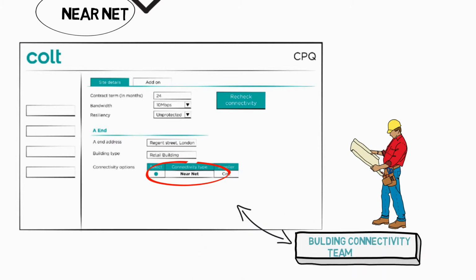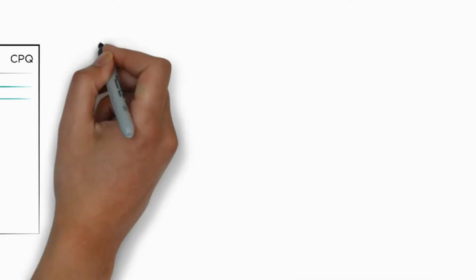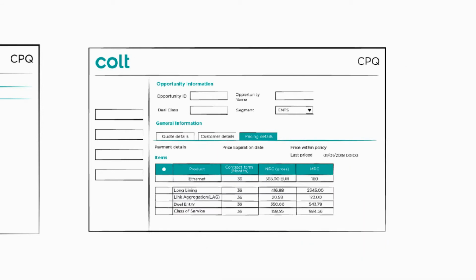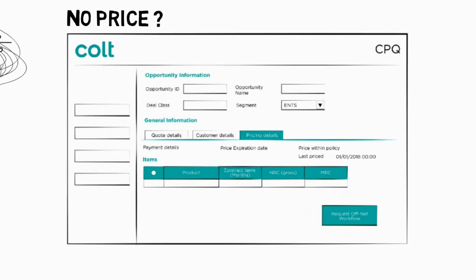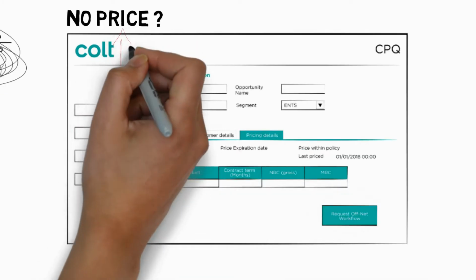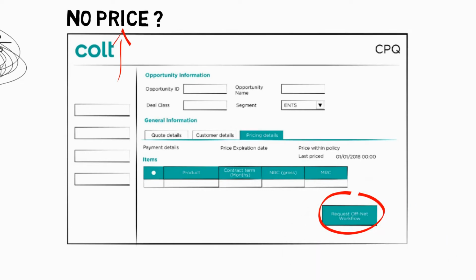Once the availability has been checked, click Next, and you will be able to select and include add-on services to your quote. CPQ will now present all your service information with list prices on a quote layout, ready to be sent out to the customer. Where a price is not available, CPQ will provide a workflow to request a price directly from the deal pricing team.